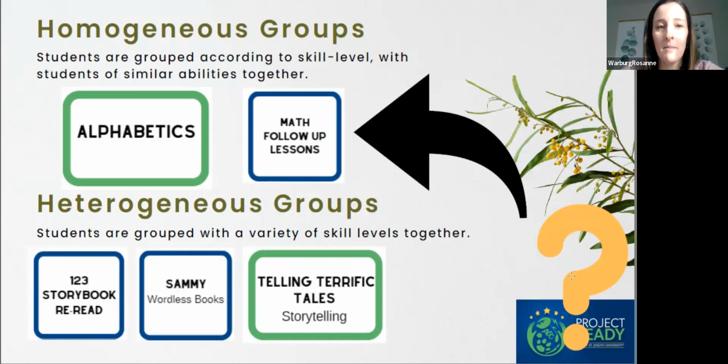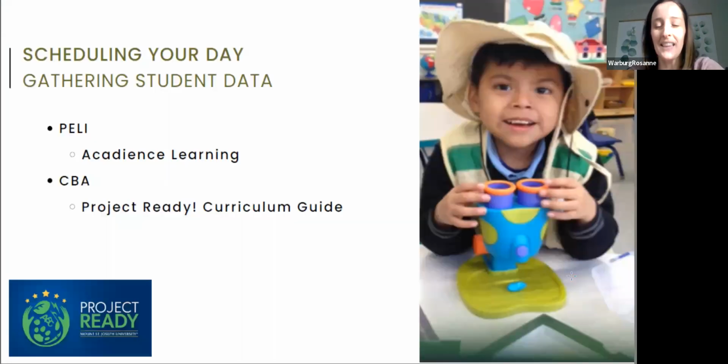We've been talking about homogeneous groups and heterogeneous groups, some that we need a careful plan for ahead of time, and some small groups where we can just invite students to join us. That leads us to the question of how we decide how we set up these homogeneous groups. How do we know who is going to be in a group together? How do we put students into these groups so that we can be as effective as possible? That leads us to the next big idea here, which is gathering student data.